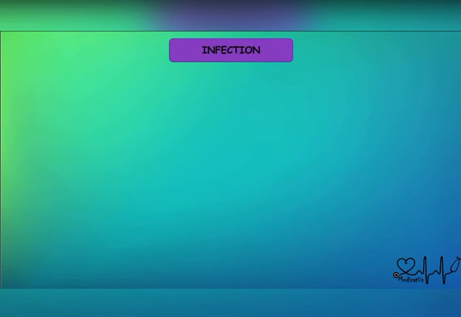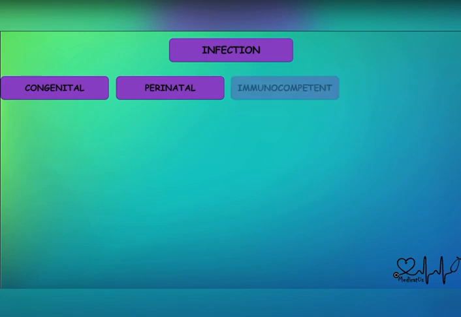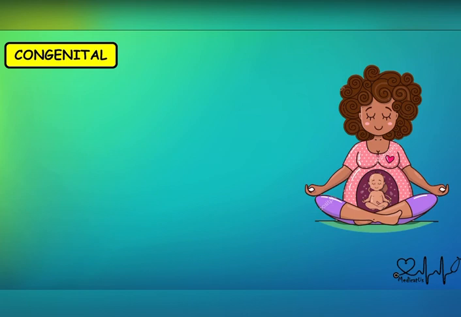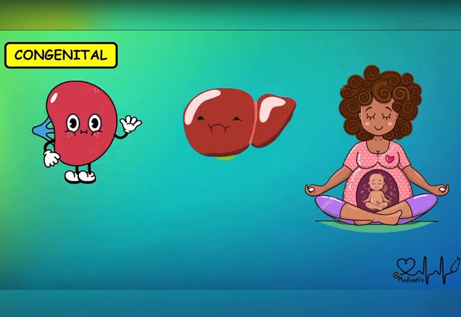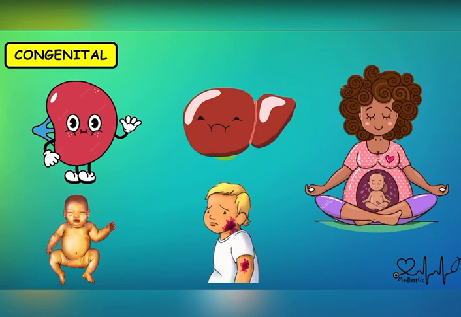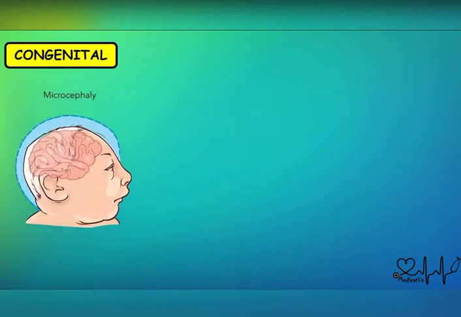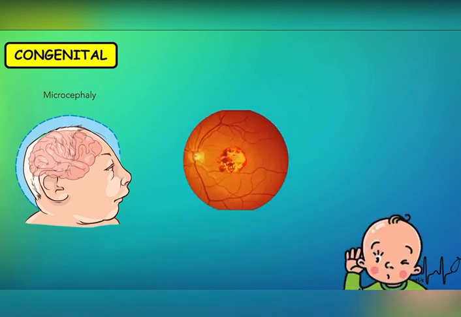Now about the infections. It can cause congenital, perinatal, immunocompetent, or immunocompromised infections. Starting with congenital cytomegalovirus, it is the most common intrauterine infection associated with congenital defects. The most common features will be hepatosplenomegaly, jaundice, petechiae, which are purpuric rashes, also known as blueberry muffin baby. The less common ones are microcephaly, chorioretinitis, and deafness.